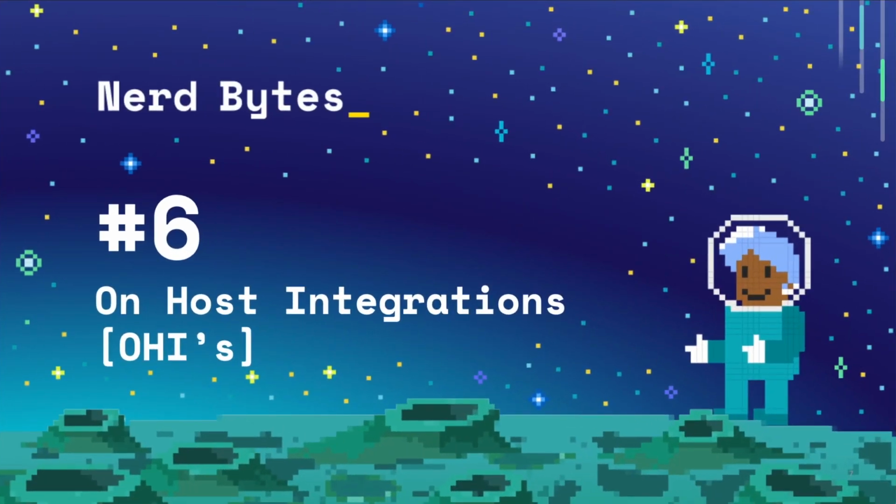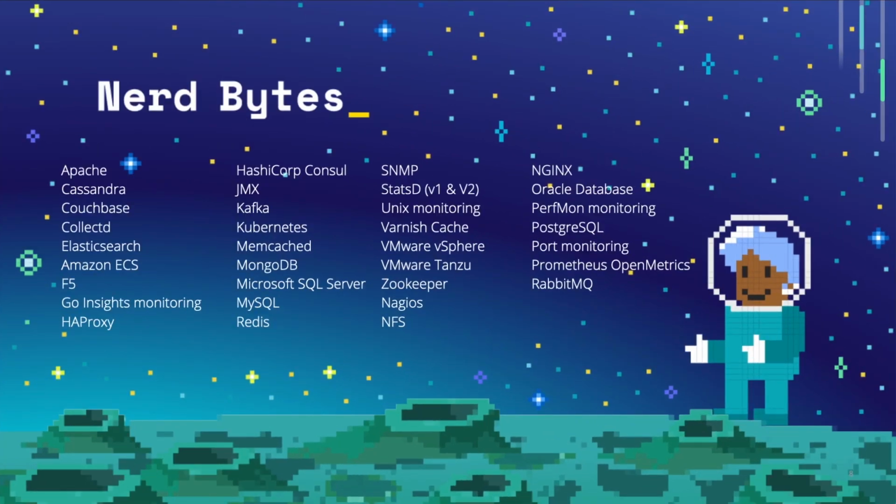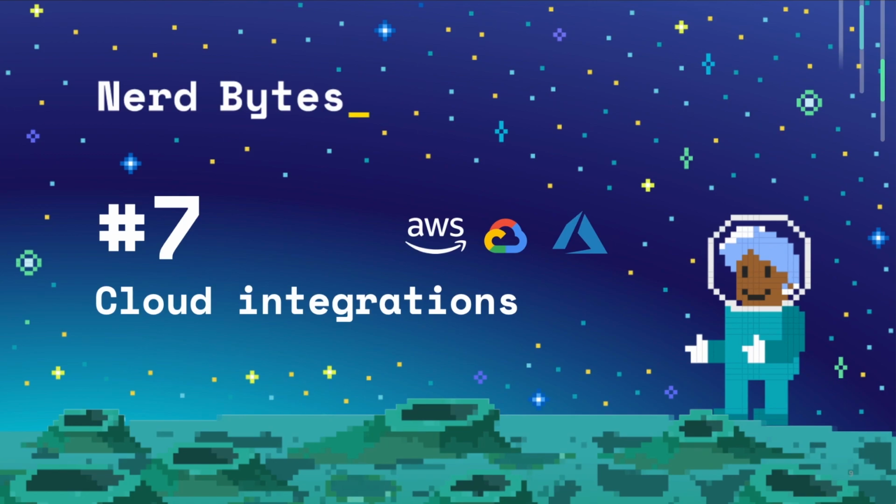Number 6, on-host integrations. These work with our infrastructure agent to report metrics about applications running in your environment. Get metrics on your Redis, Apache, or SQL database with minimal configuration. There's a huge range of on-host integrations, and you can even build your own. At 7, cloud integrations. We support all the major cloud providers. Configure the services and polling intervals for the services you use and observe all your data in one place.